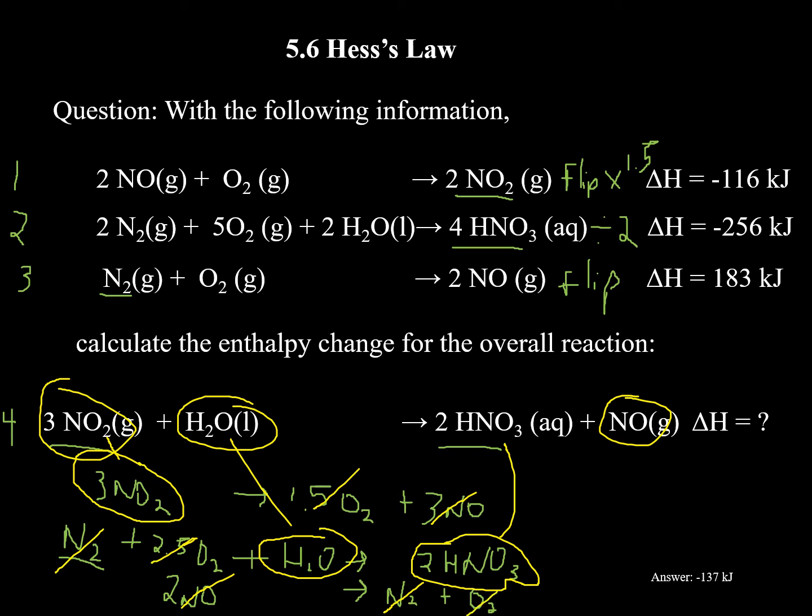So we did okay with manipulating the three equations. Again, whatever you do to the equation, you have to do to the delta H's as well. And when you add these three numbers up, you make this one positive and multiply by 1.5, take the second one, divide by 2, negative 128. The third one, you flip, so it becomes negative 183. The first one will become 174. When you add the three up, you get negative 137.